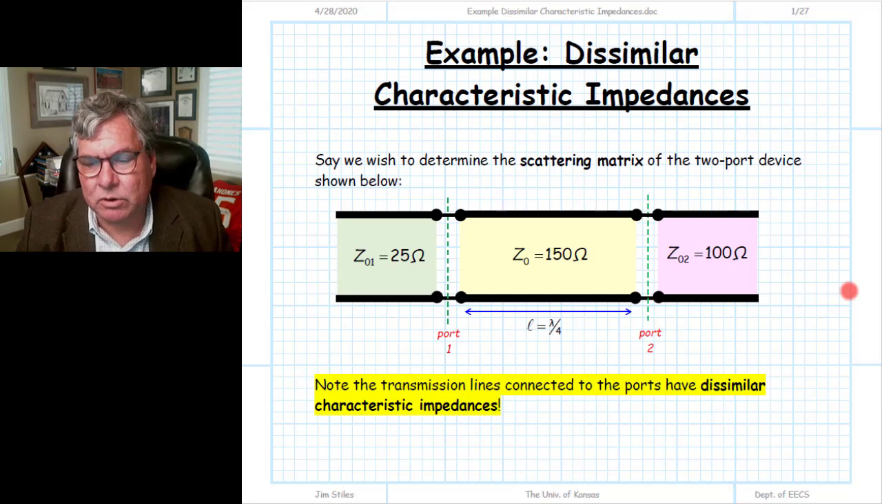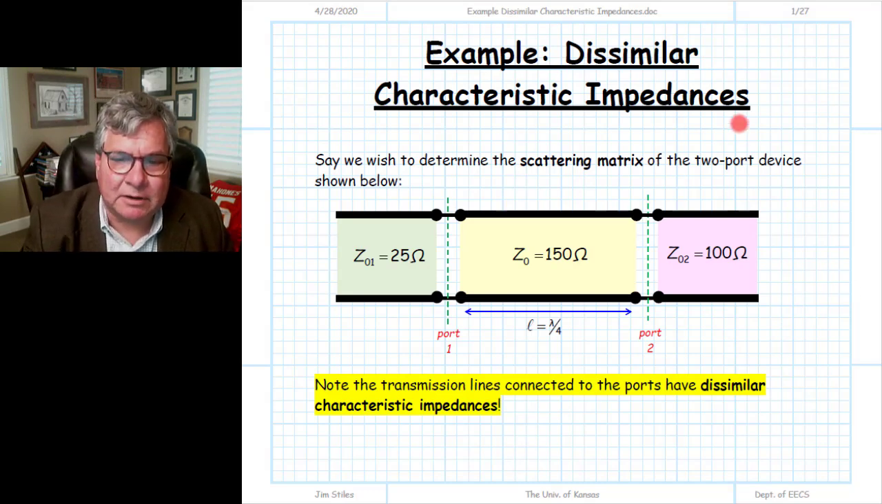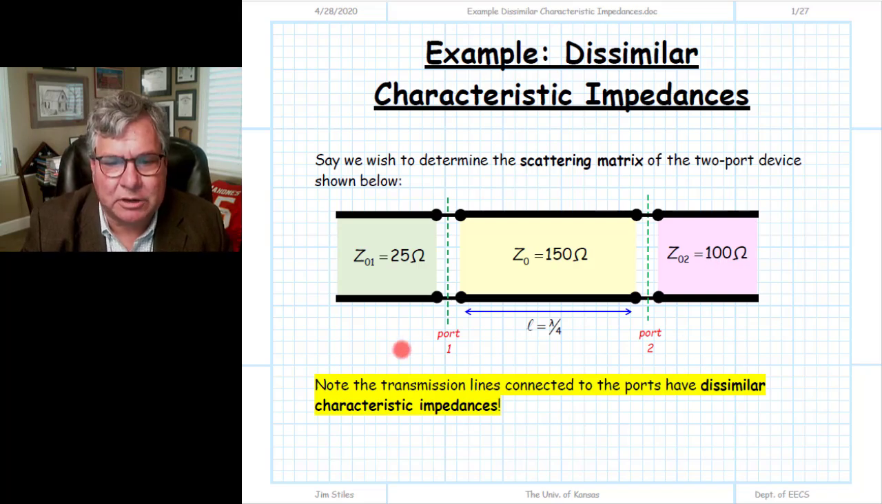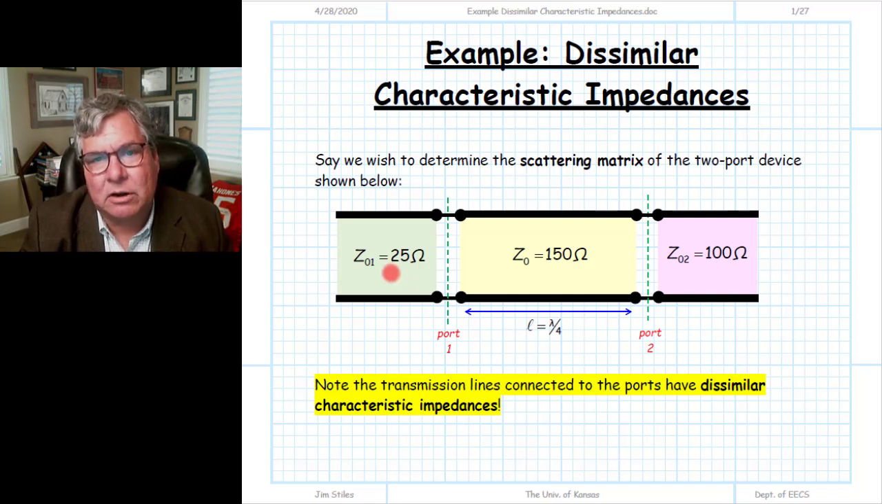In this example, we're going to do something a little different than in the previous examples, in that the transmission lines connected to a two-port device that we're trying to analyze to determine the scattering matrix are not only different than the transmission line in the middle, but they are different from each other. So at port 1, we have a transmission line with a characteristic impedance of 25 ohms, and at port 2, one with a 100 ohm characteristic impedance.